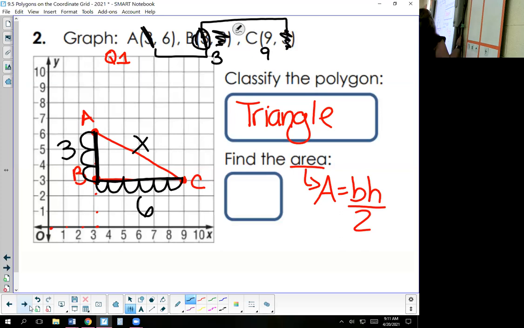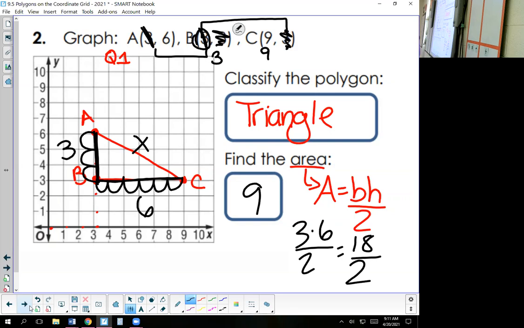Okay, ready? 3 times 6, cut in half. 3 times 6 is 18. Half of 18 is 9. So if I rearrange this, remember, this used to be a parallelogram or a rectangle at one point. I just took half of it. Okay, remember, we don't do diagonals. We don't do slants. We don't like them. Questions there?